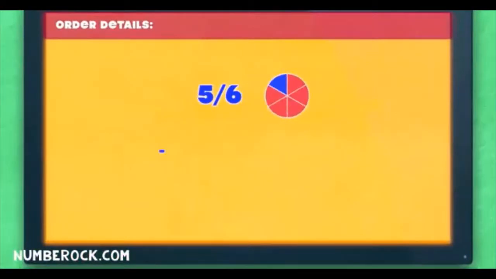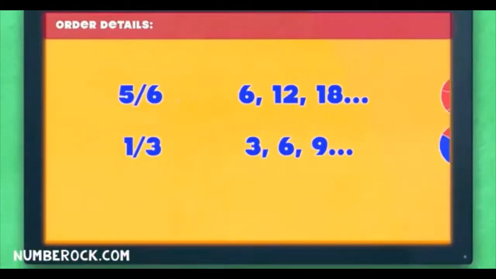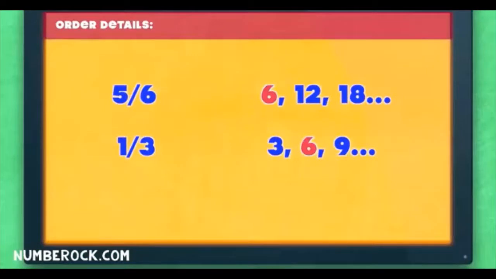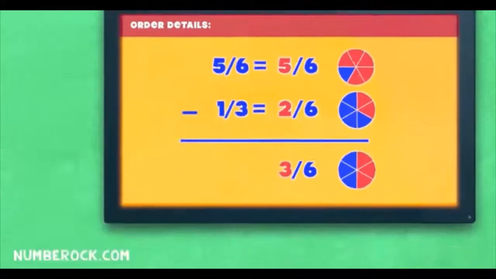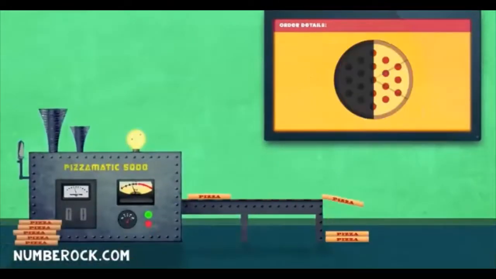5/6 of a pizza minus 1/3. I knew the LCM was 6. And have you heard? It's also called the least common denominator. I found equivalent fractions: 5 sixths and 2 sixths. Then I did the subtraction. 5 minus 2 is 3. 3/6 of a pizza at the pizzeria.